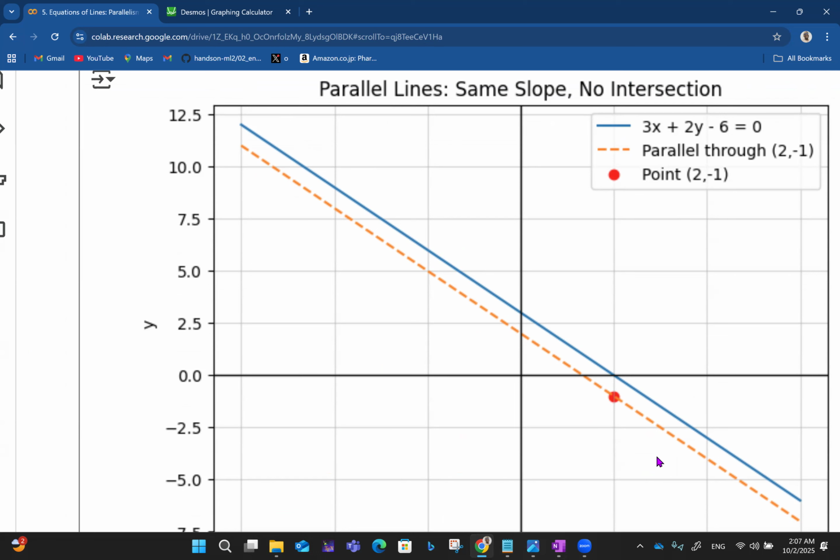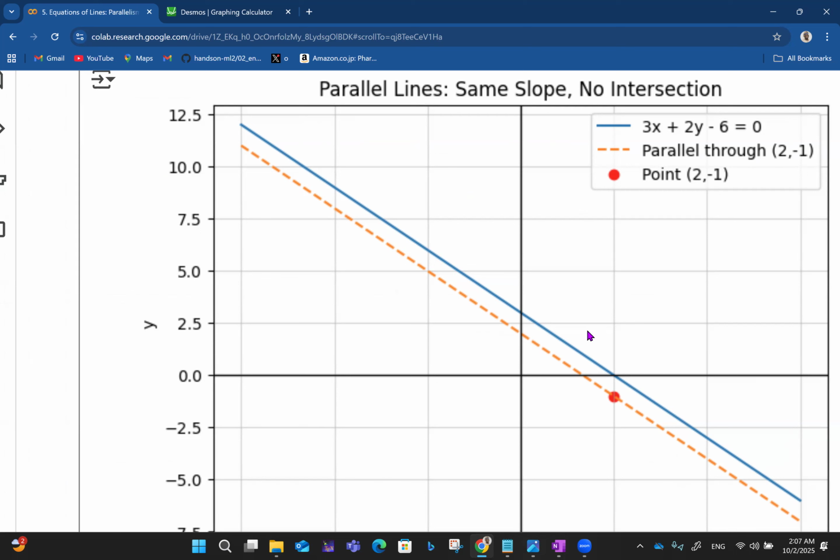And one thing: if you want to plot this on Desmos, it's better you write it in y = mx + c form, so make y the subject. That's easier if you want to plot on Desmos like that.